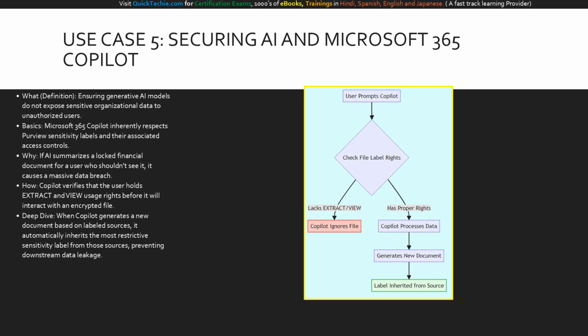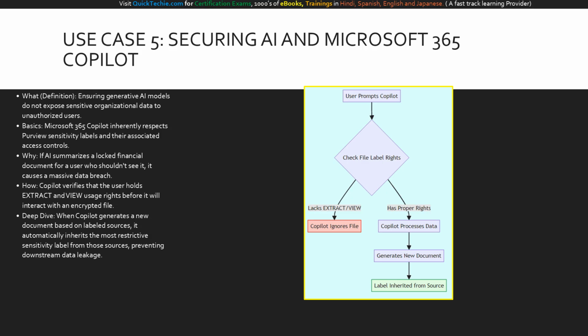Now, for the most brilliant deep dive capability, label inheritance. If a user asks Copilot to draft a brand new proposal based on 3 different source documents, Copilot evaluates the labels of all 3 sources. It automatically applies the most restrictive label from those sources onto the newly generated document, ensuring zero downstream data leakage.